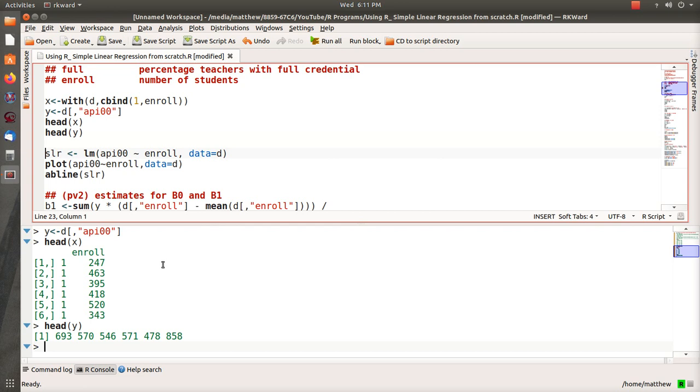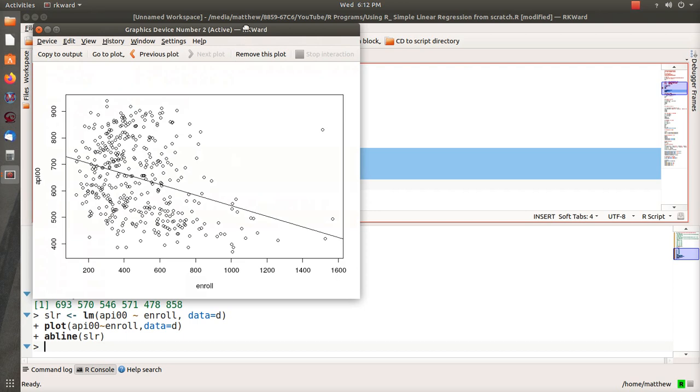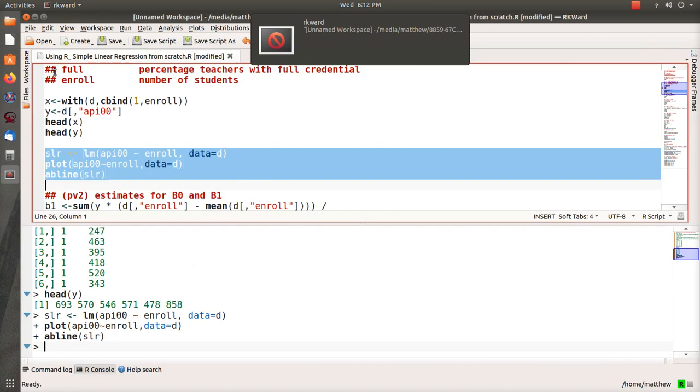Now we're going to create a simple linear regression model, and that's what the lm stands for, linear models. We're just going to predict the academic performance based on enrollment. We're going to use the original data D, and we're going to plot it. But from this point forward, we're going to derive everything from scratch, and I'll show you what that means in a second. So here are the data. Here's enrollment, and here's the academic performance index. It does look like smaller schools tend to have a little bit better academic performance.